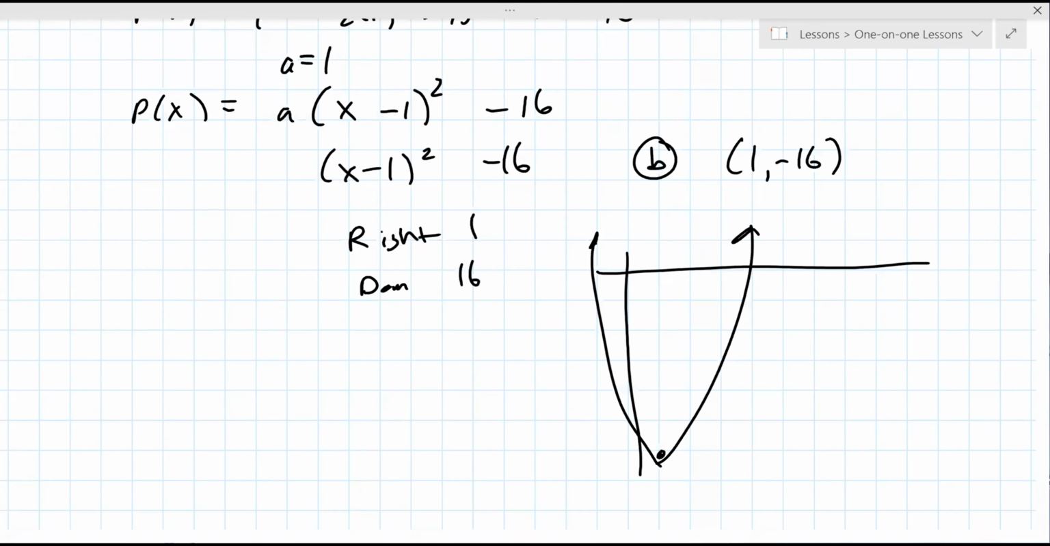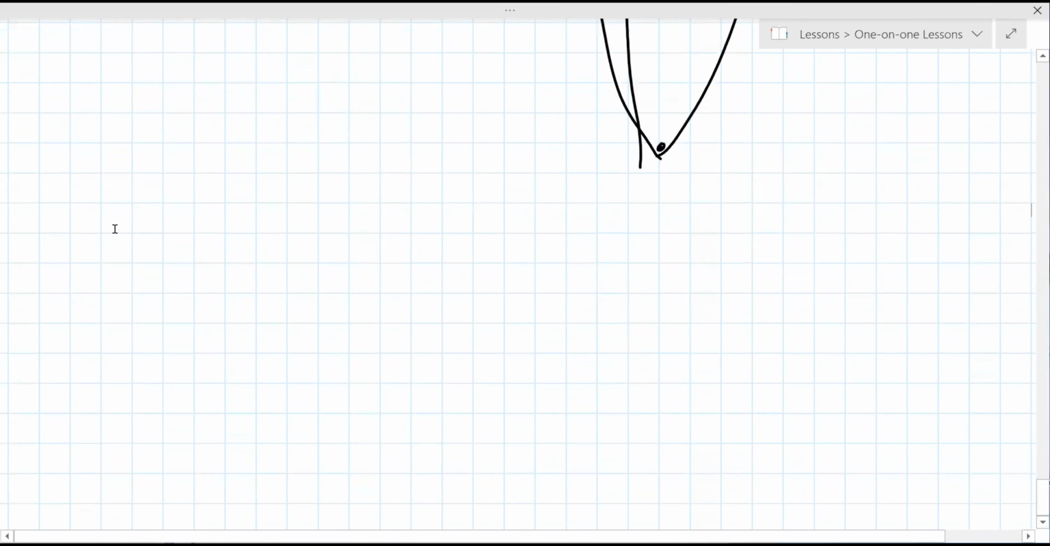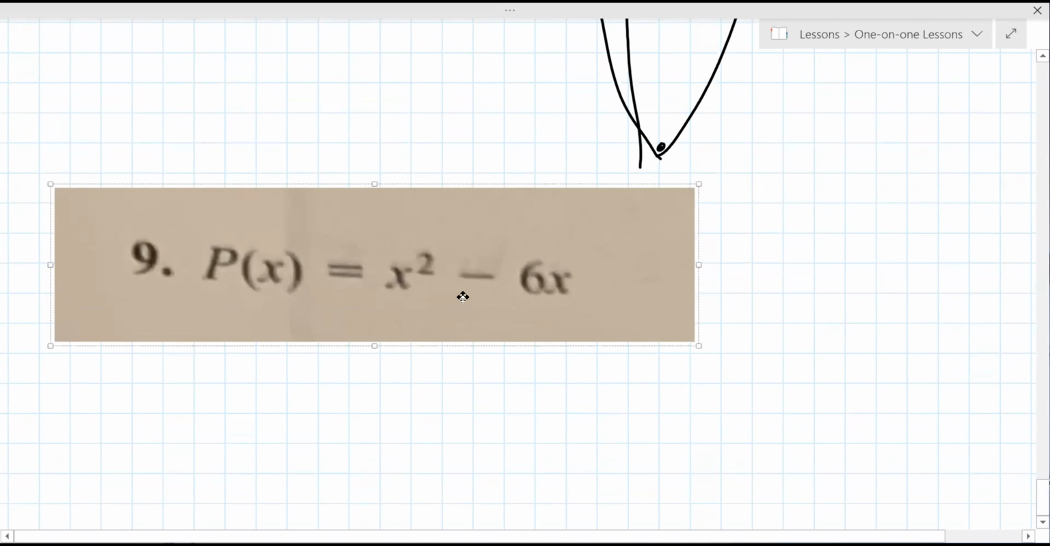Alrighty. Could we go on to number 9 and 10? Yeah. So 9 is, we're gonna just do it the same way. What I'd like you to do is find the vertex for me for number 9. A is 1. B is negative 6. So go ahead and find both coordinates of the vertex for me.